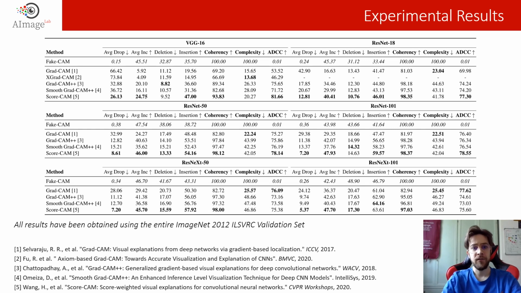And here are our results, computed on the entire ImageNet 2012 validation set and on different backbones. As a first consideration, fake CAM is still winning in average drop and coherency, but it has a very high complexity, almost the highest possible, and so its ADCC score is the lowest among all the other attribution methods.